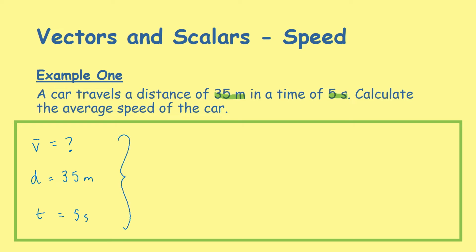Now we want to use our equation. d equals v bar t. 35 equals our average speed multiplied by 5. And now we want to rearrange this, taking our 5 across to the other side. So it turns into average speed equals 35 divided by 5. This gives us a final answer of 7 meters per second.